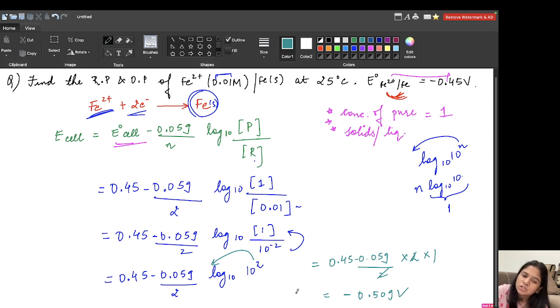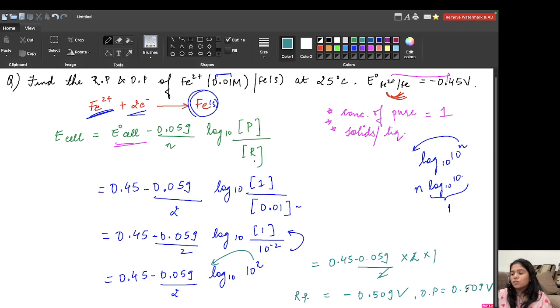How do you find oxidation potential? Just reverse the sign. So oxidation potential value will be 0.509 volt. Just remember this question. Remember what all things are given in this question, because we'll again do a third question which will require all these values.